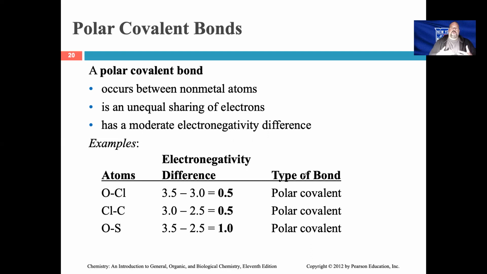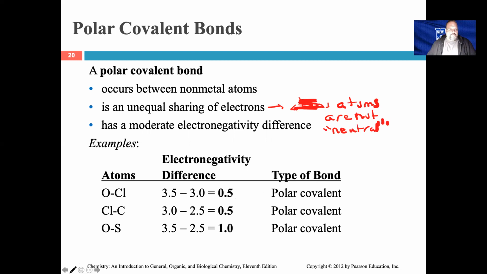So one atom is going to feel those electrons more than the other, and we'll talk about this. Because of that, one of the things about the atoms in a polar covalent bond is that the atoms are not technically neutral.